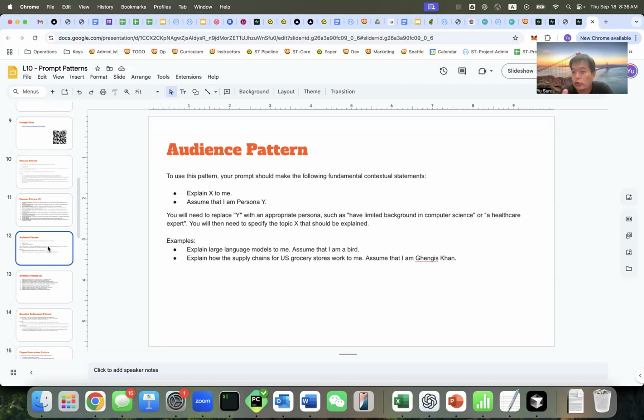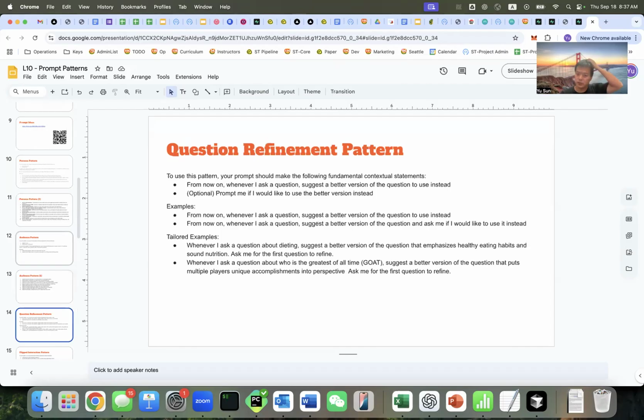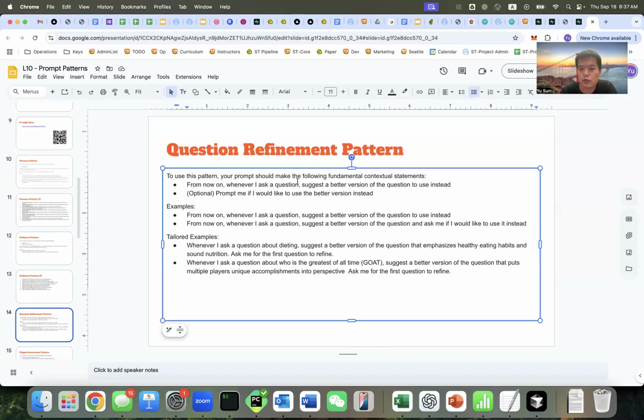All right, so both of these are super practical, and you will be able to see them used a lot in daily practice. So we're gonna move on. The next pattern is really easy, but it could be very useful. This pattern is called the question refinement pattern. If you look at the example here, the template is that you say: from now on, whenever I ask a question, suggest a better version of the question to use instead.